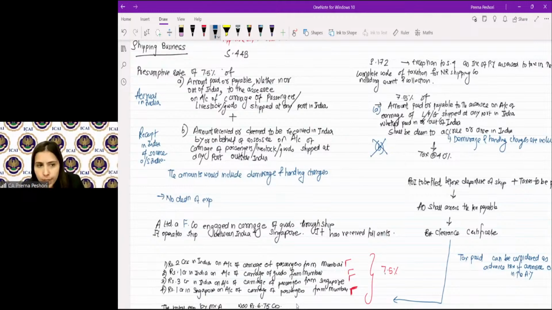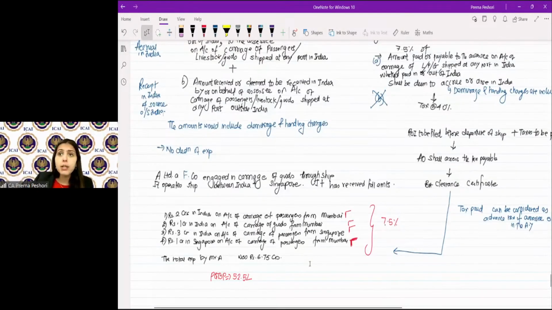Demurrage handling charges, you will include it. No reduction of expense under 44B. Under 172, it is also 7.5%. But under 172, before you leave the Indian port, you have to file return of income, pay the taxes, and then get the assessment order and the port clearance certificate.